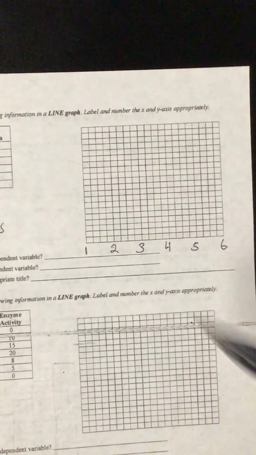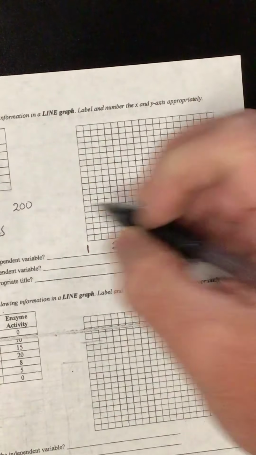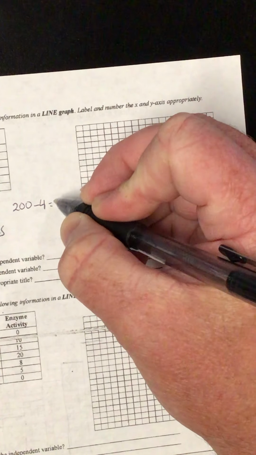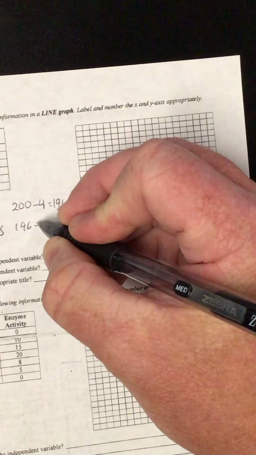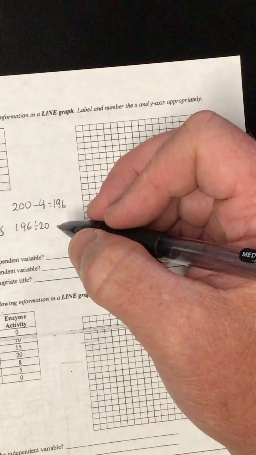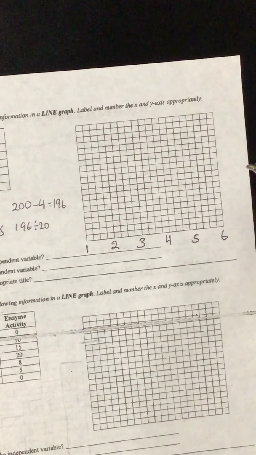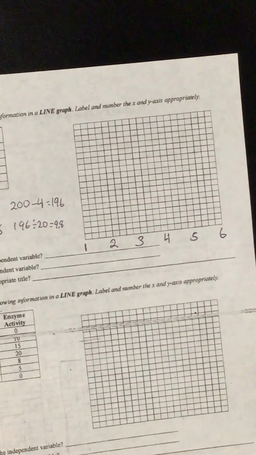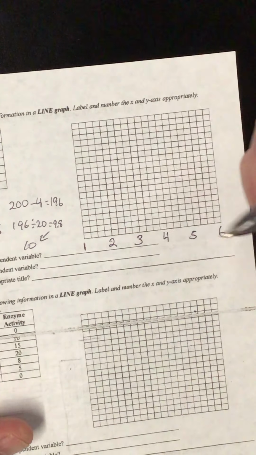Okay. Y-axis, number of bacteria, high value, 200. Low value, 4. 196. All right, 196 divided by 20 is 9.8. Not a very nice even number, is it? What are we going to round it to? 10. That's going to go to 10. So every box on our y-axis is worth 10.